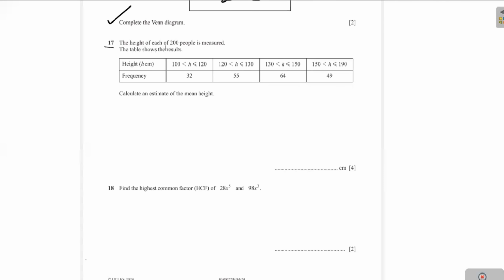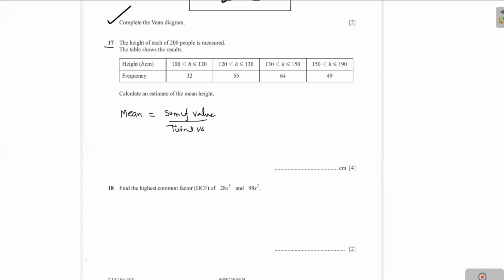Question 17, the height of 200 people is measured. The table shows the result. Calculate an estimate of the mean height. The mean height is equal to sum of heights divided by total number of people. Now the sum of values divided by total number of values, this will be equal to mean.